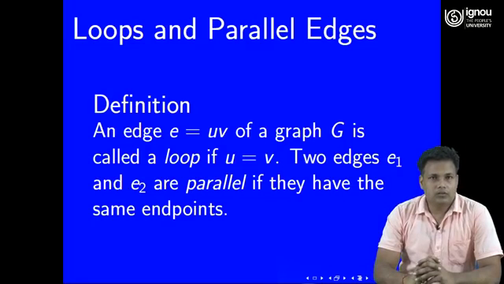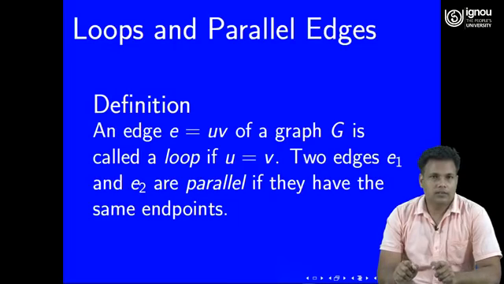Now we shall talk about the concepts of loops and parallel edges. An edge e = uv of a graph G is called a loop if u equals v. That means an edge is called a loop if both its endpoints are the same, as we have seen in the previous example. And two edges e1 and e2 are called parallel if they have the same endpoints. That means the endpoints of one edge are precisely the same as the endpoints of the other edge. In that case, those two edges are called parallel.